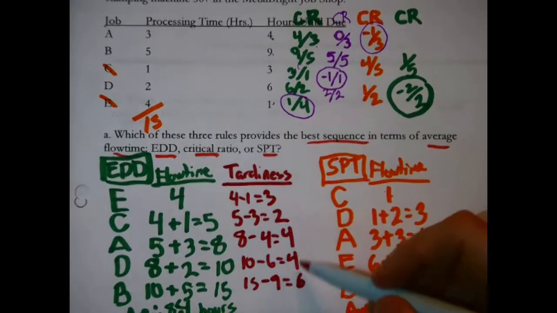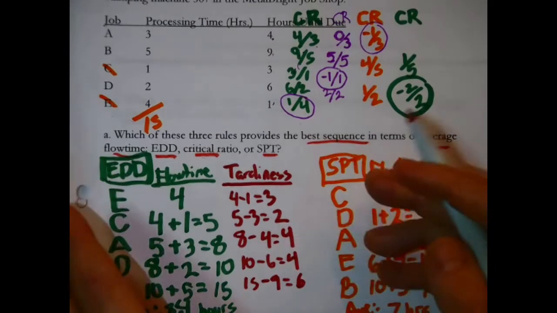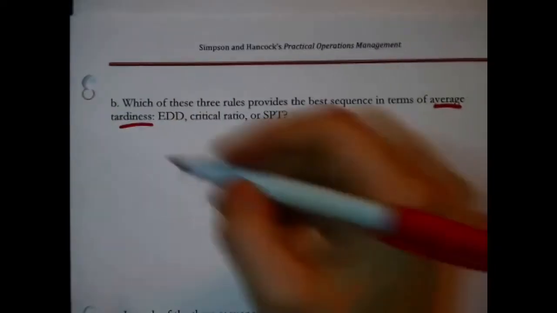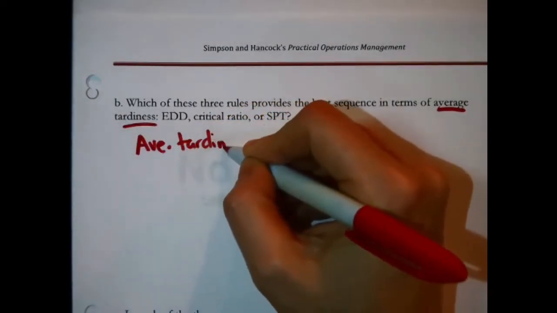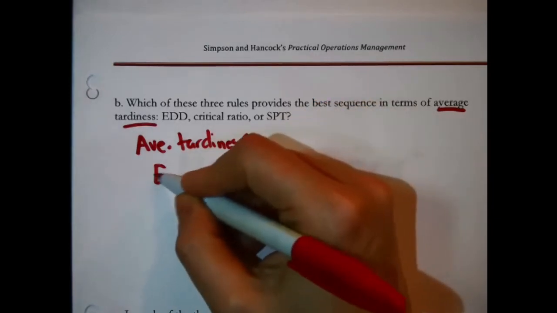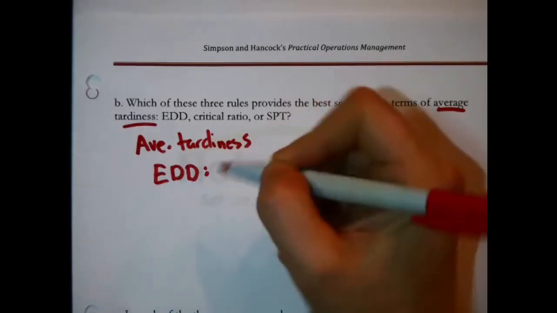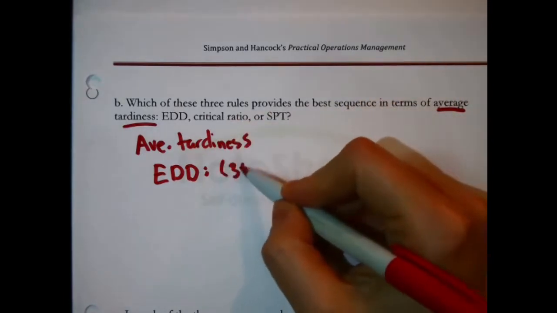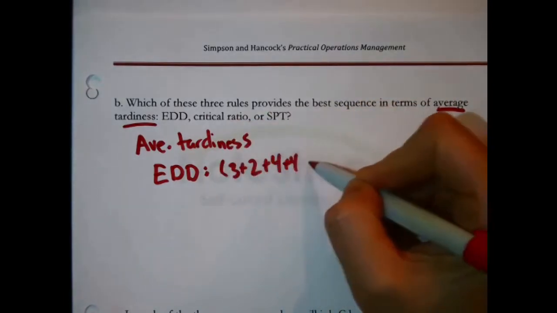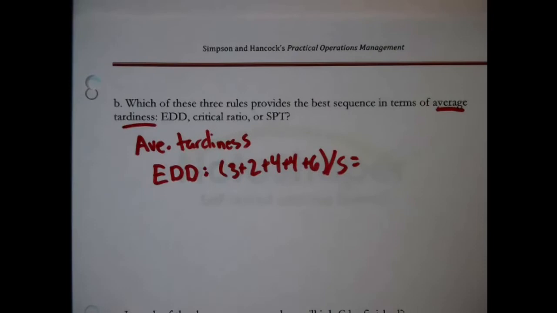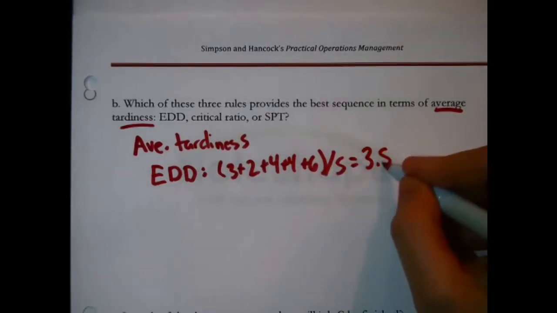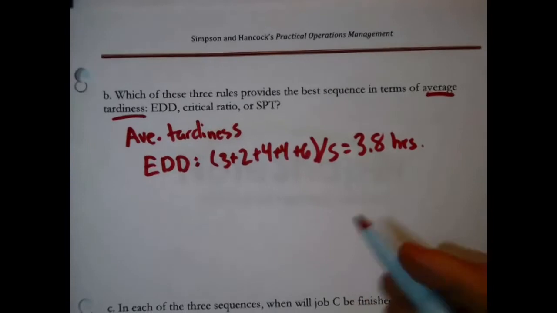We want to know the average tardiness. Actually, it's asking on the next page. Might as well write it there. Average tardiness for earliest due date. Well, you would just want to average the 3, the 2, the 4, the 4, and the 6. So that's all divided by 5. I get an average tardiness of 3.8. Okay, now that's only one of the three.